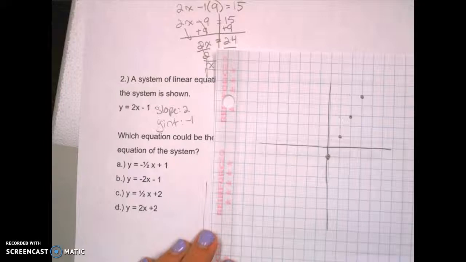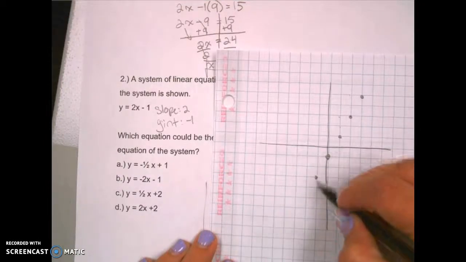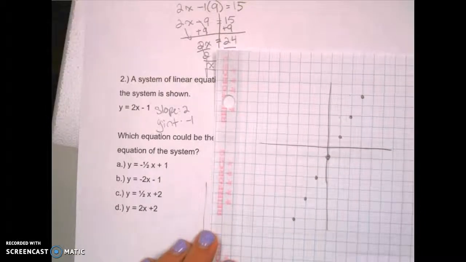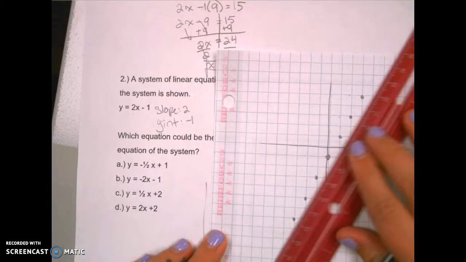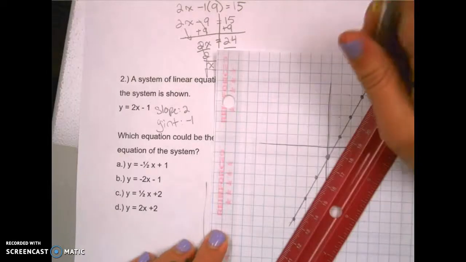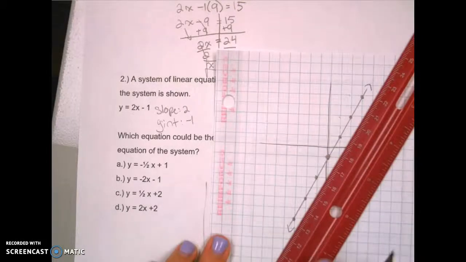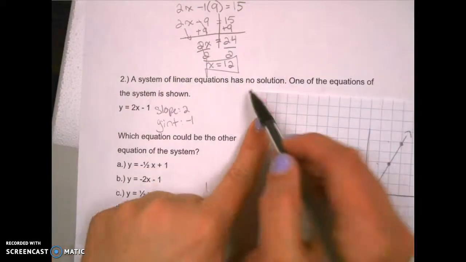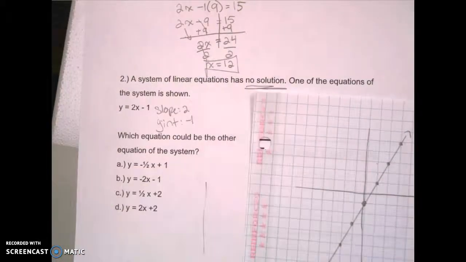And since I need to know the rest of the graph, I'm going to go down 2, which is the opposite, and over 1. All the way to the edge of the graph. I'm going to take my ruler, and I'm going to draw that. So the next thing I need to do is establish which equation has no solution. No solution, remember, it means that they're not going to hit each other. They're parallel to each other.